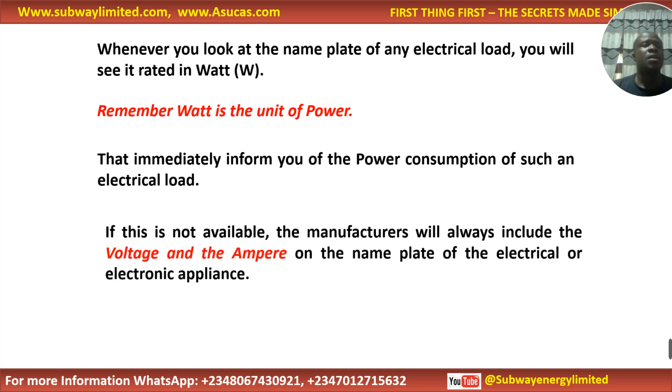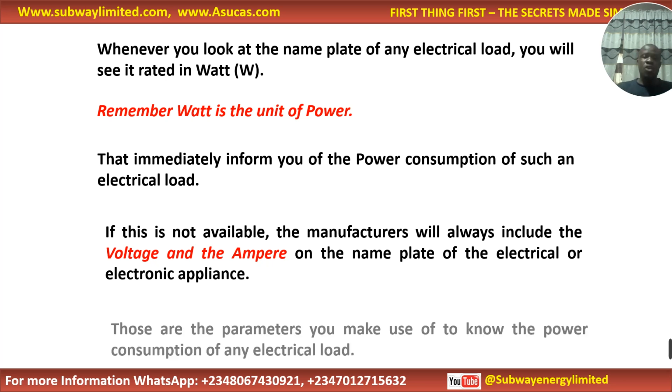And if this is not available, if you don't see it rated in watts, you will always see it rated in voltage. The voltage and the current will always be given. So if this is not available, the manufacturer will always include the voltage and the amp on the nameplate of the electrical or electronic appliance. Remember, power is equal to IV. P is equal to IV. So let's continue. Those are the parameters you make use of to know the power consumption of any electrical load. You need the voltage and the current to determine the power consumption if it is not indicated on the nameplate.